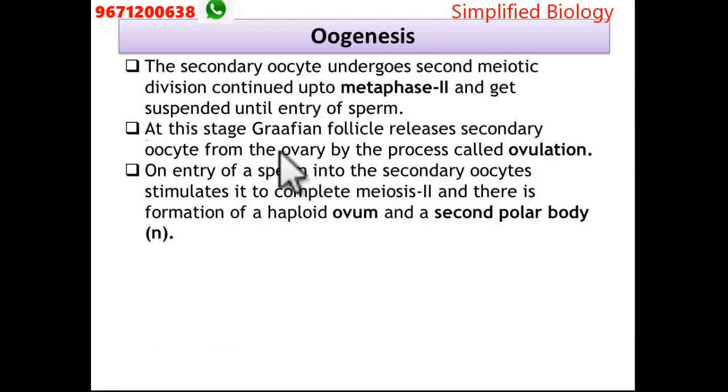Clear? Then at that stage, the Graafian follicle releases the secondary oocyte from the ovary, which is named ovulation. That is a very important point for you. Just learn it beta. When the secondary oocyte is released from the ovary, that's named ovulation. Okay, I ask one question: at what stage does ovulation take place? It takes place in metaphase second, remember, in the second meiotic division. Clear beta?